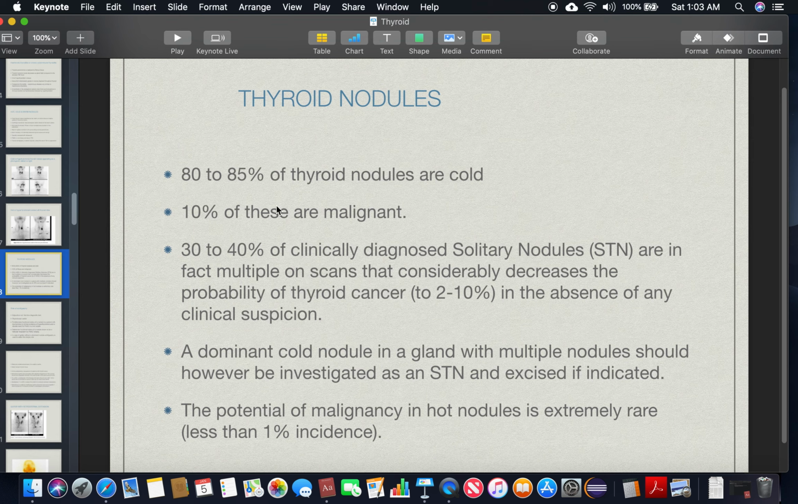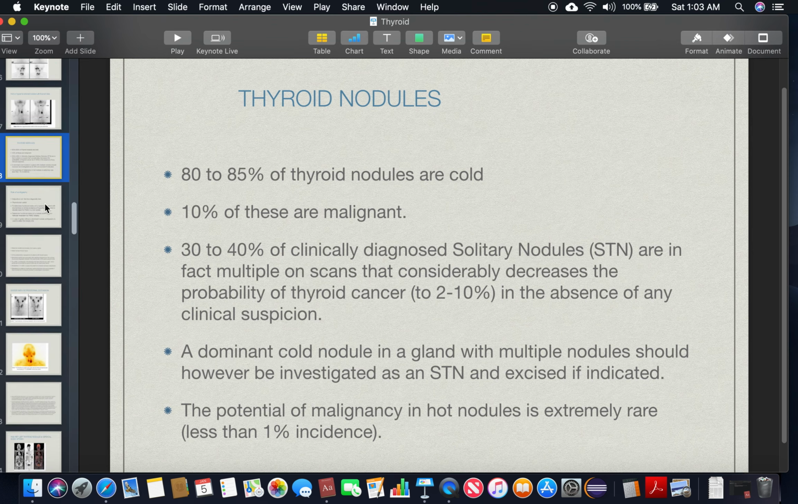80 to 85% of thyroid nodules are cold, and 10% of these are malignant. A dominant cold nodule in a gland with multiple nodules should be investigated as a single solitary nodule, and there is a probability of 2 to 10% in terms of malignancy, so this needs to be investigated and, if needed, excised. In a hard nodule, on the other hand, there is very rare incidence of cancer.